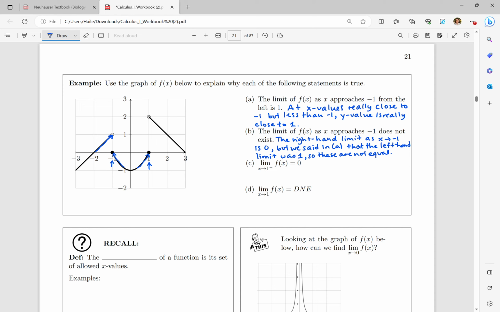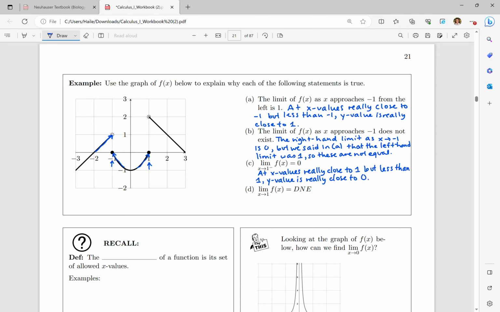So what's happening is at x values really close to 1, but less than 1, the y value is really close to 0.